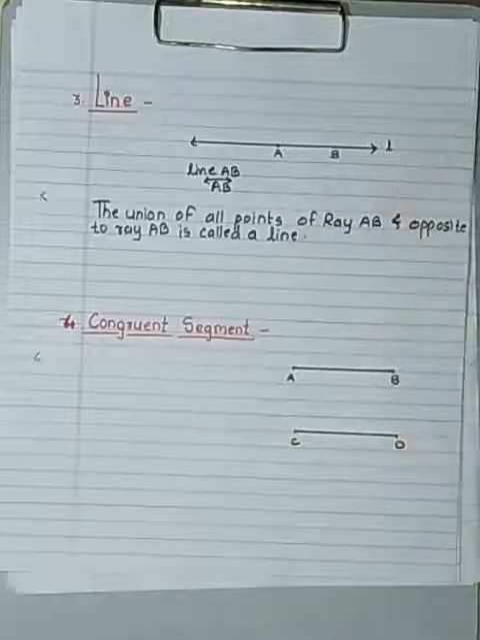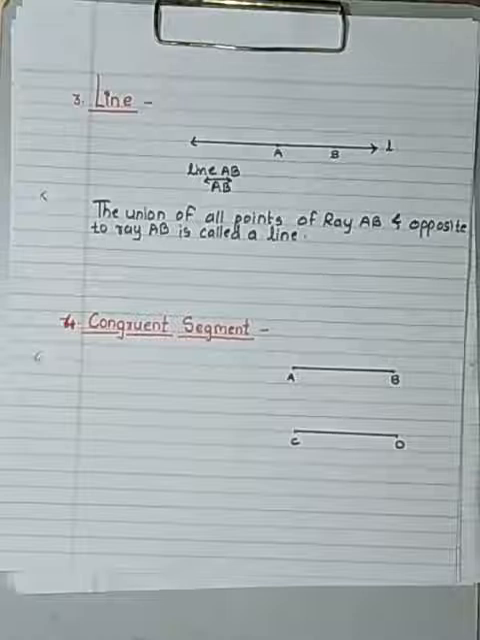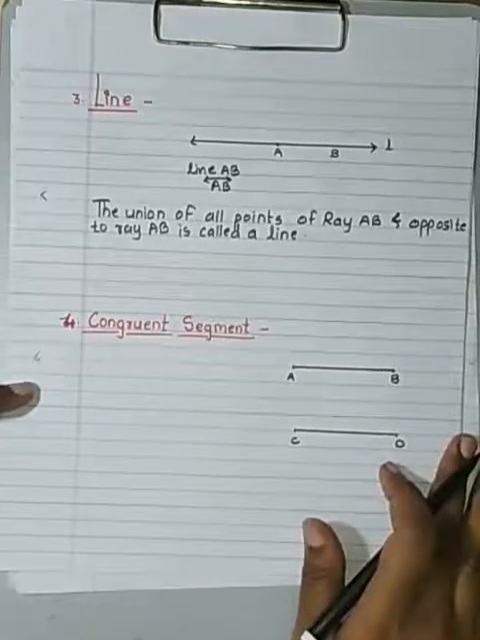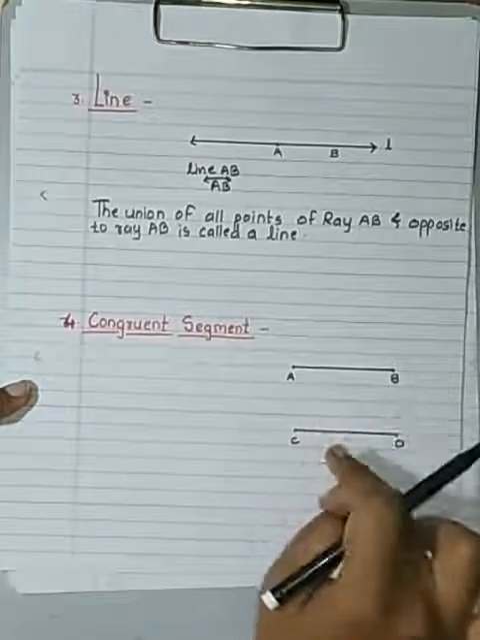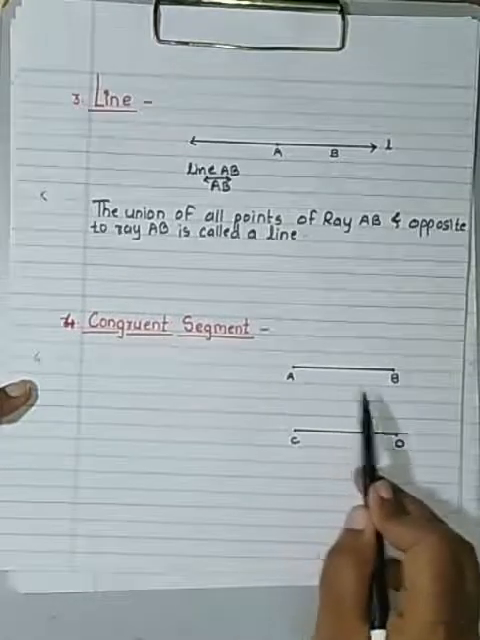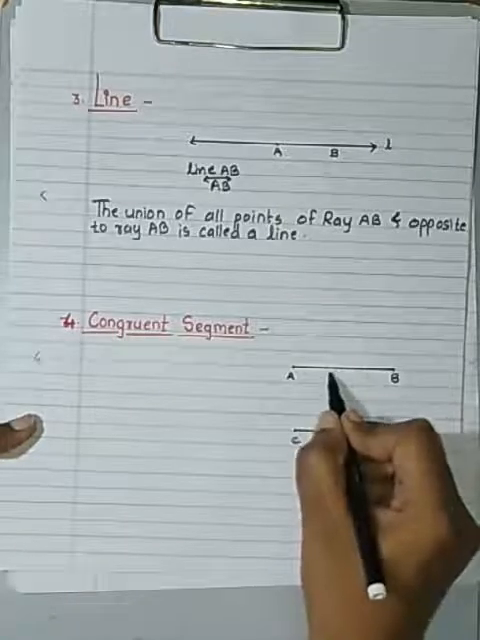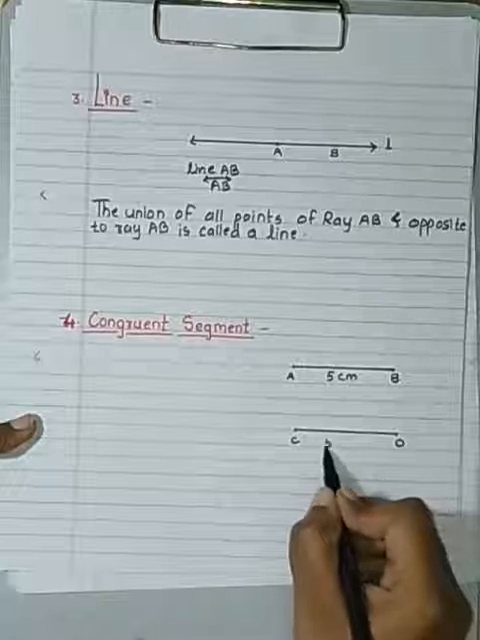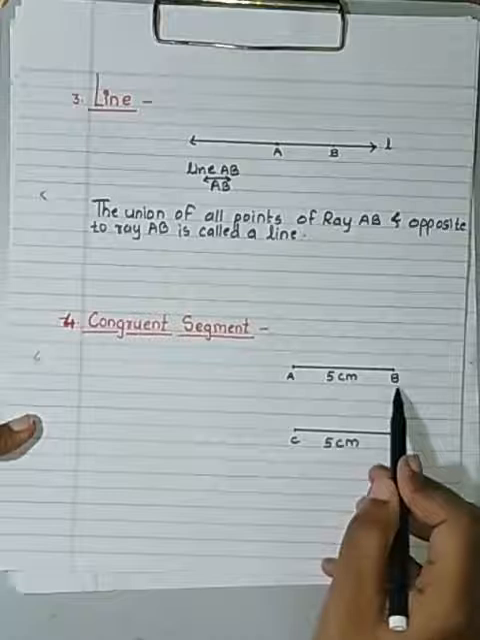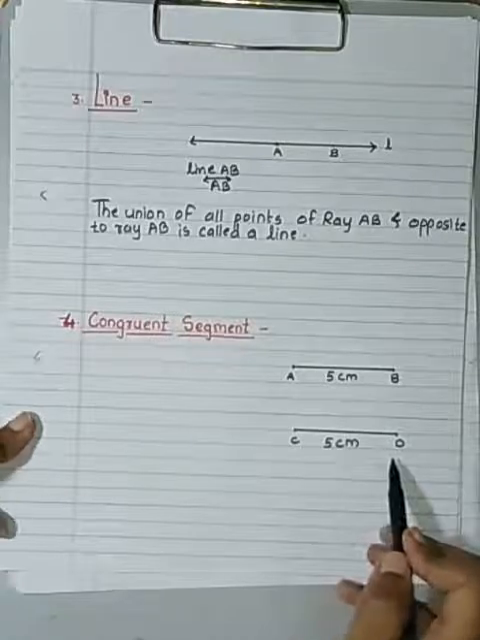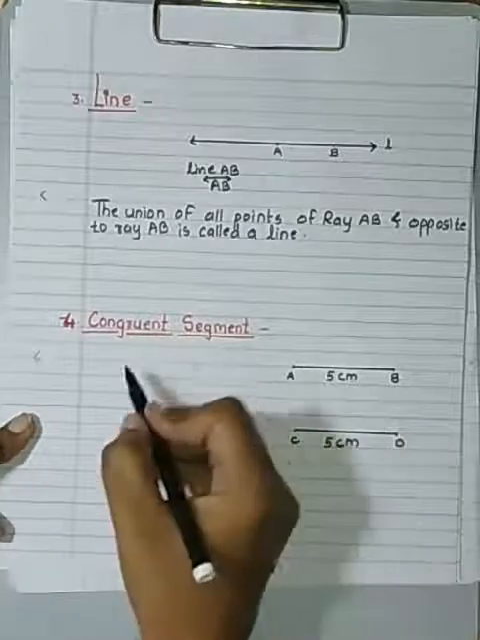Now let us move on to the next point, that is congruent segments. Children, if the lengths of two segments are equal, then they are said to be congruent. Here you can see segment AB and segment CD. Suppose AB is 5 cm and CD is 5 cm. Then naturally the length of AB is equal to the length of CD. Therefore you can say segment AB is congruent to segment CD.